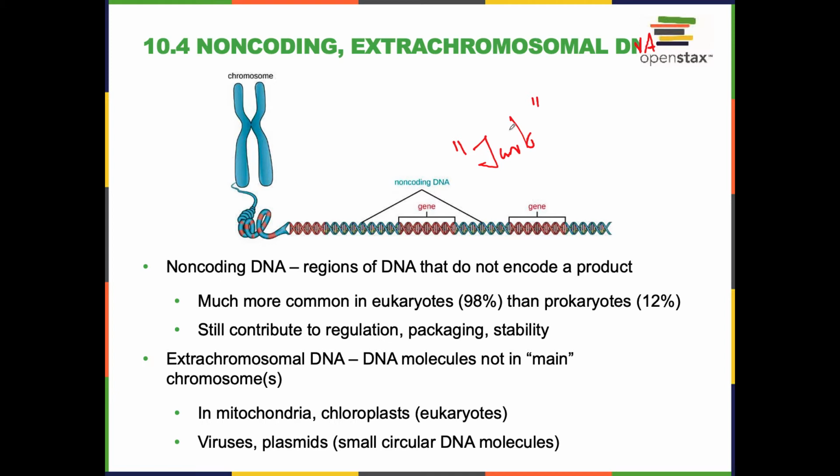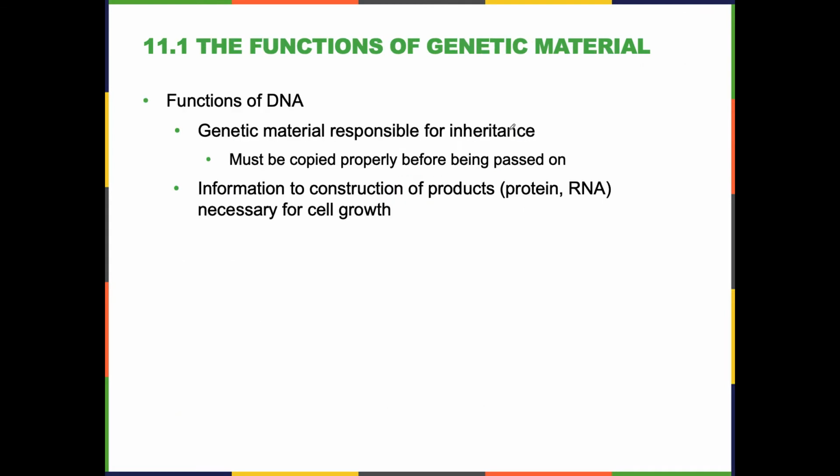So let's get to the good stuff. How do we use DNA, right? Well, the DNA has a couple major functions. One is it's the genetic material responsible for inheritance, right? So, we need to pass on this DNA, so it needs to be copied properly before being passed on, right? Because each cell needs to have the information. Each cell needs to have DNA.